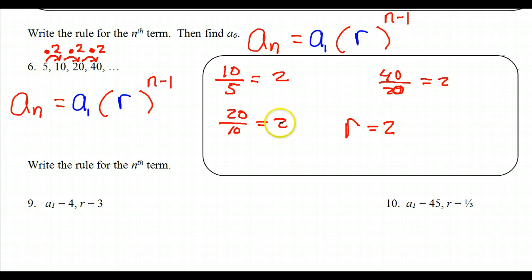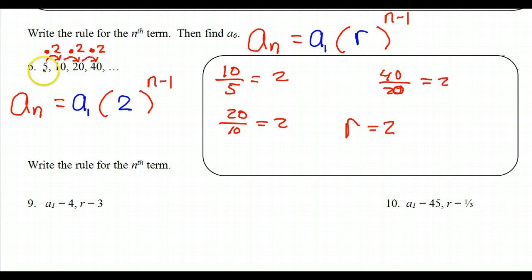Now, there are only two things that we needed. We needed the r and we needed a1. We just found the r value. That common ratio is 2, so we can put that in. We also need a1. How are we going to find that?